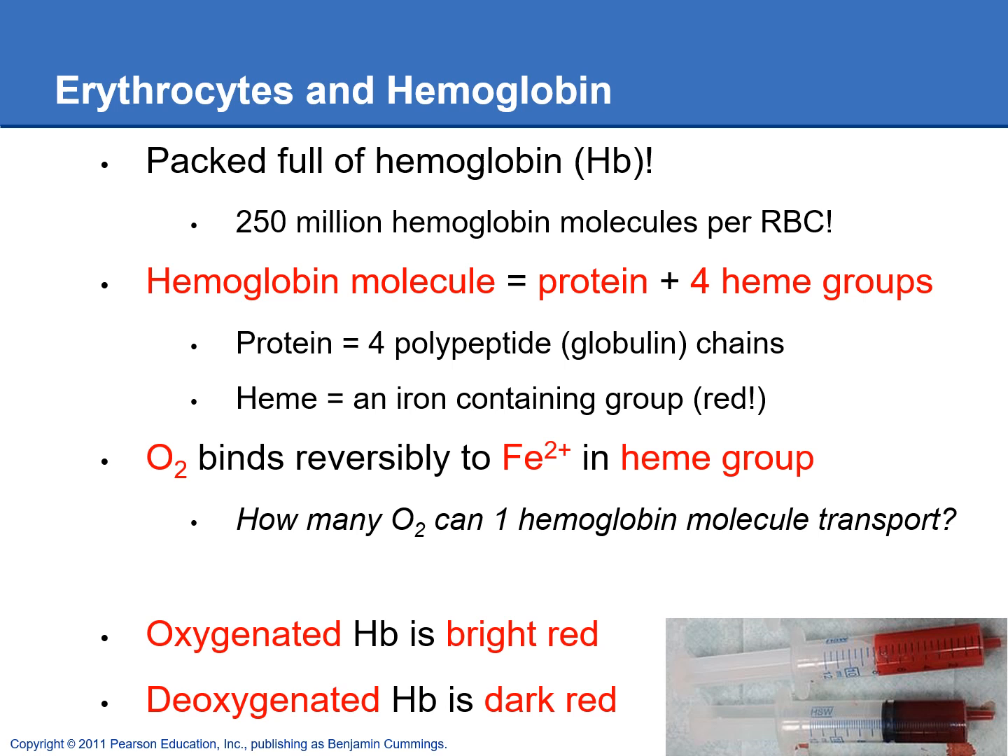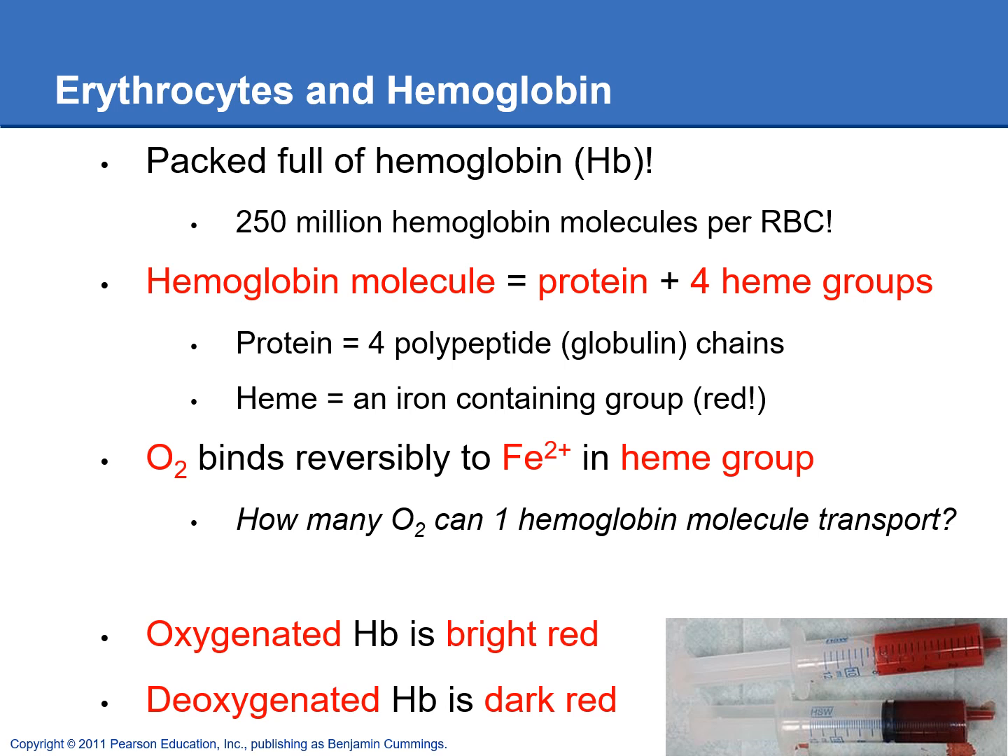So our erythrocytes are actually packed full of hemoglobin. And the hemoglobin molecules consist of protein. They have 4 polypeptide, or what we call globulin chains. And then there's also 4 heme groups. And the heme groups are really important because they contain an iron atom, and the iron is where the oxygen will attach to on the hemoglobin.